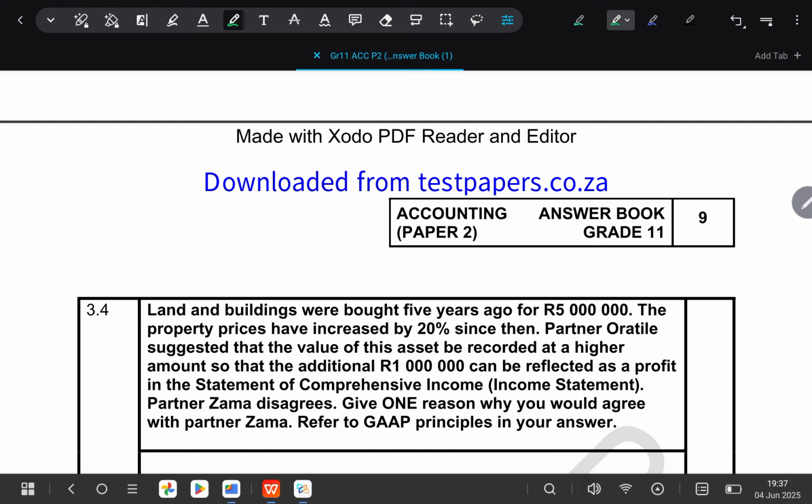The next one, they're saying Lennon buildings were bought 5 years ago for 5,000. Their property prices have increased by 20% since then. Partner Oratile suggested that the value of this asset should be recorded at a higher amount so that the additional 1 million can be reflected as a profit in the statement of comprehensive income. And then partner Zama disagrees. Give one reason why you would agree with Zama. Refer to GAAP principles in your answer.